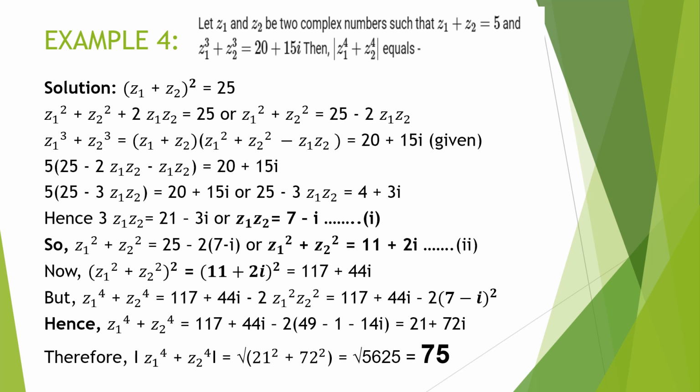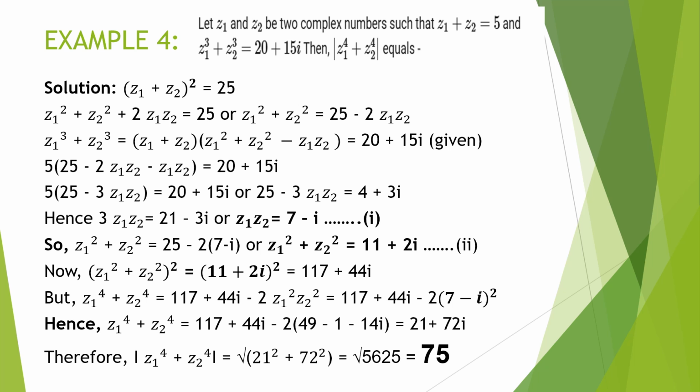Now what is (z1 square plus z2 square) whole square? It will be (11 plus 2i) whole square. So when you simplify this, it is 11 square, 121, plus 4i square, put i square as minus 1, plus 44i. So this is equal to 117 plus 44i.